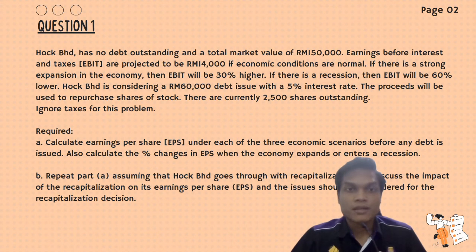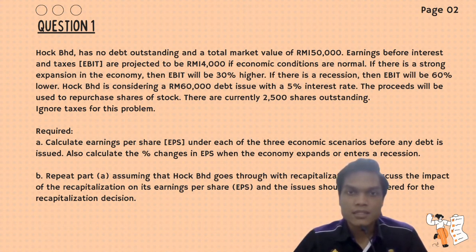So we proceed with the first question. Haq Berhad has no debt outstanding and a total market value of 150,000. The earnings before interest and taxes, or EBIT, are projected to be 14,000 if the economic conditions are normal. If there is a strong expansion in the economy, then the EBIT will be 30% higher. If there is a recession, the EBIT will be 60% lower.